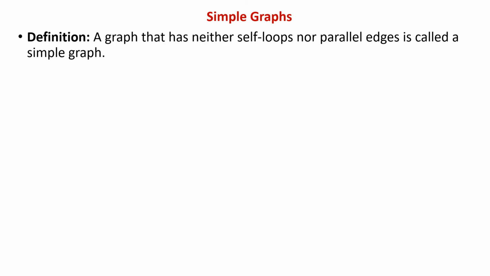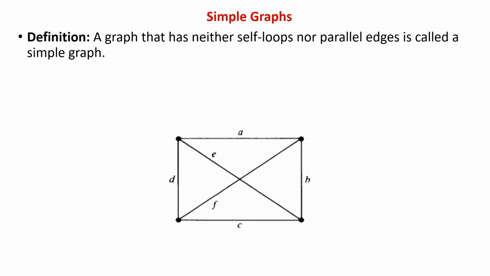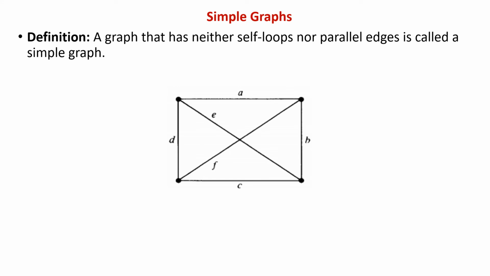Now we study about simple graphs. Definition: a graph that has neither self-loops nor parallel edges is called a simple graph. Now consider a graph. This graph has neither parallel edges nor a self-loop. So this is an example of a simple graph.